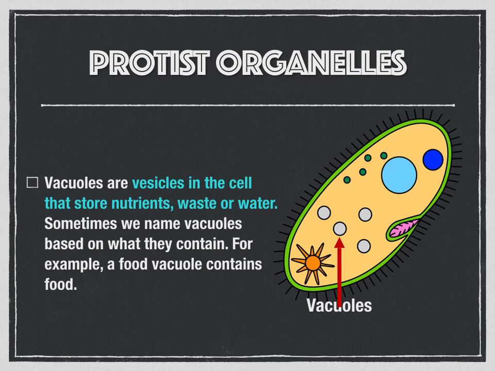Vacuoles are vessels in the cell that store nutrients, waste, or water. Sometimes we name the vacuoles based on what they contain. For example, a food vacuole contains food.